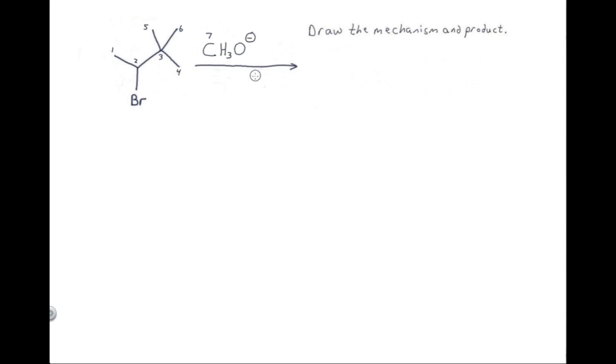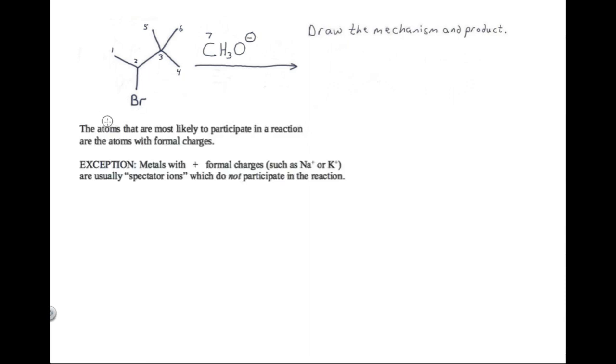Well, the atom that is most likely to participate in the mechanism is this O-, and the reason for that is because it has a formal charge. The atoms that are most likely to participate in a mechanism are the atoms with a formal charge. So we predict that this O- will participate in the mechanism.